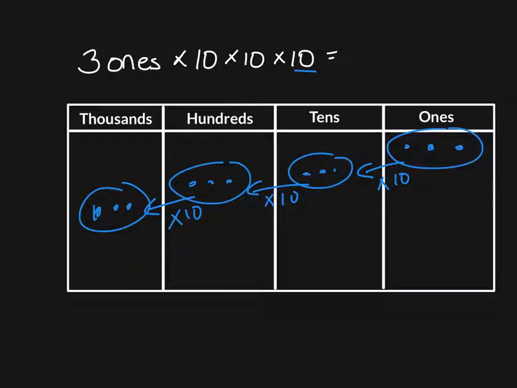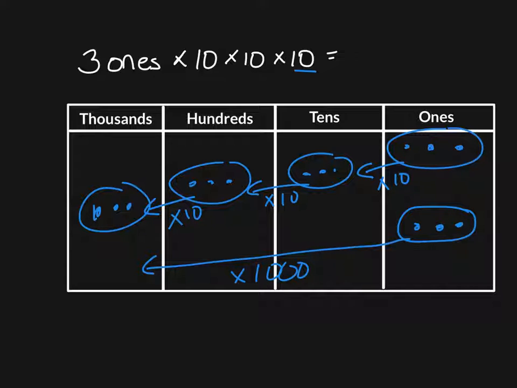So when we multiply a single number like 3 by 1,000, that's the same thing as saying times 10 times 10 times 10. So since 1,000 has those 3 zeros, we can hop over 3 places on the place value chart.